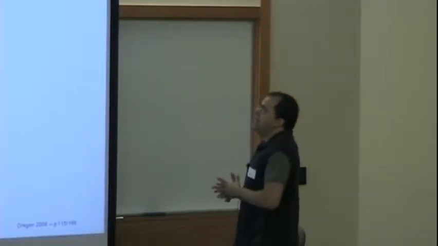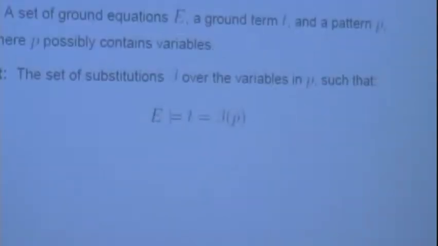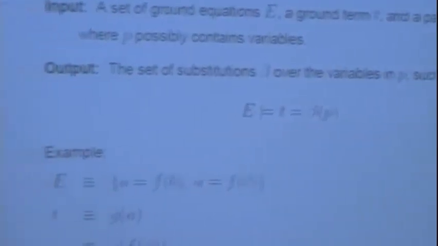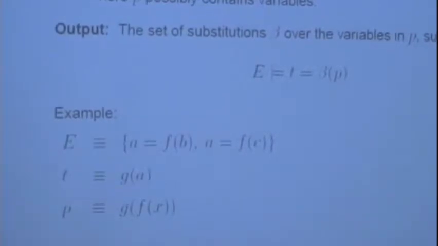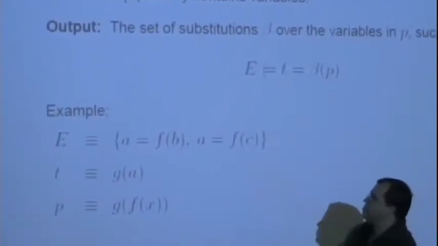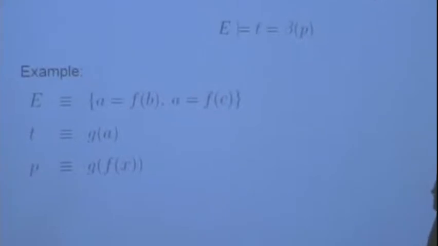But let's be more precise. What's the matching problem? The idea is you have a set of ground equations, a ground term t, and a pattern p that may contain variables. And now we want to find a substitution beta such that the set of ground equalities is going to imply this equality. I have an example here. Suppose we have these two equalities, a equals f of b and a equals f of c. We have a ground term g of a, and we have a pattern g of f of x.